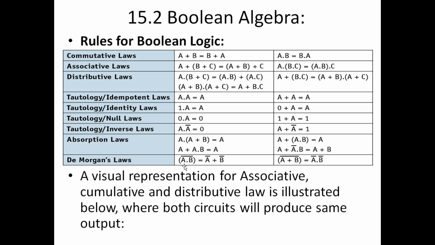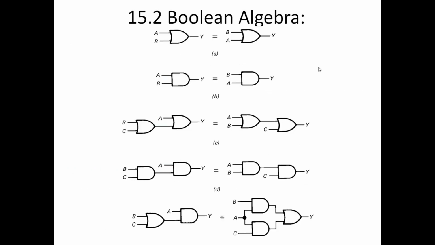Finally, we have De Morgan's law. (A dot B) whole bar, meaning if there's an AND gate between A and B, would be equal to A bar plus B bar. Similarly, A NOR B can be opened up as A bar and B bar. A visual representation is shown below.